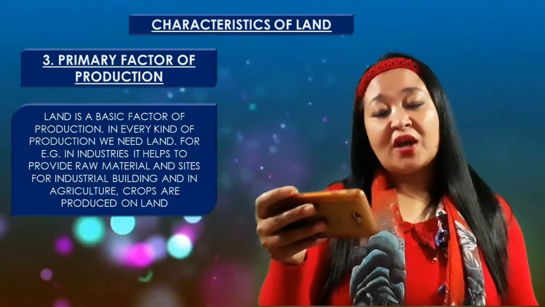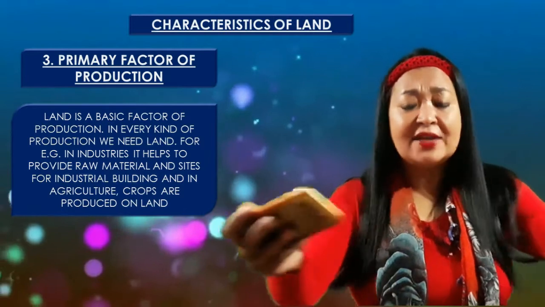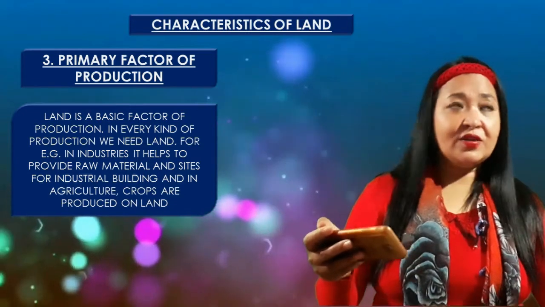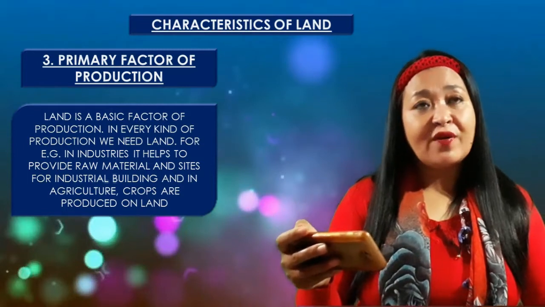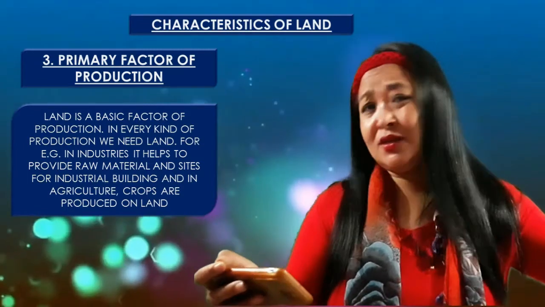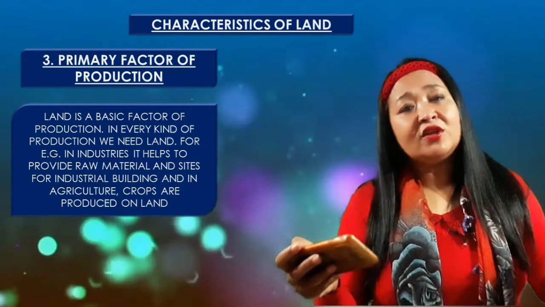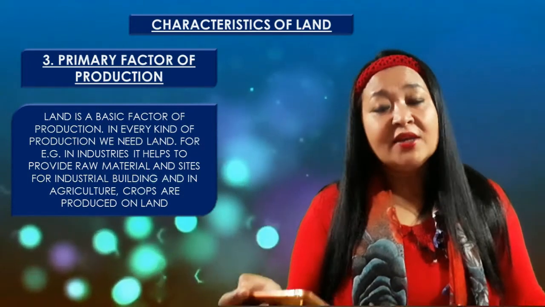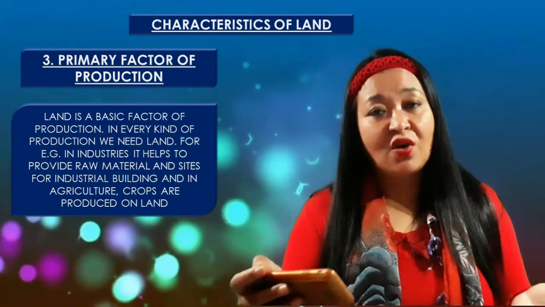Now the third characteristic of land is that it is a primary factor of production. Land is the basic factor of production. In every kind of production we need land. For example, in terms of industries, land helps them by providing raw material and a site for their factories and industries, to set up buildings, factory buildings, etc. When you talk in terms of agriculture, of course, crops are produced on land. So land is the basic factor of production.